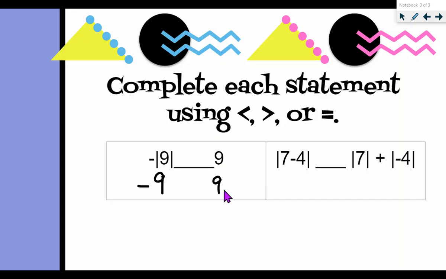And then we're going to decide which side is bigger, right? If we're comparing negative 9 and positive 9, they're not equal, right? One's negative, one's positive. And if one's negative, one's positive, our positive always has to be bigger. So we're going to fill in a less than sign. Negative 9 is less than positive 9.